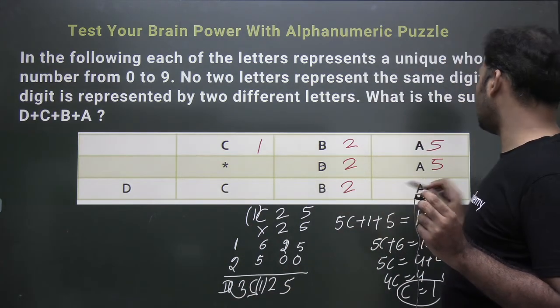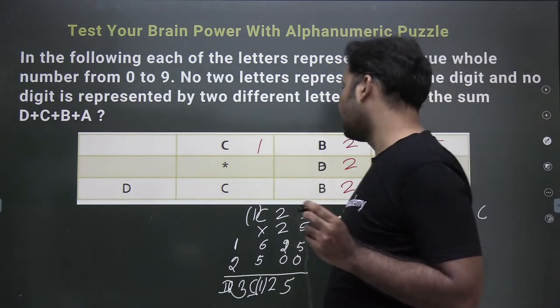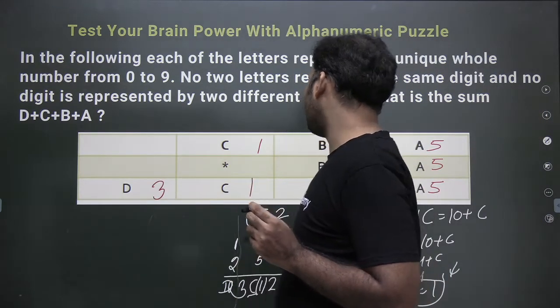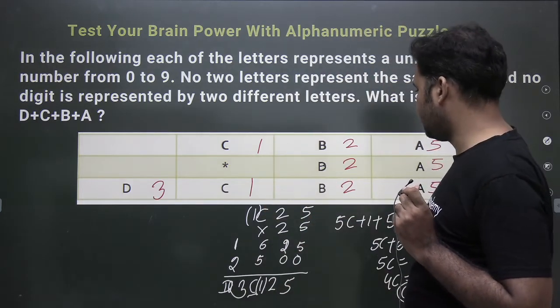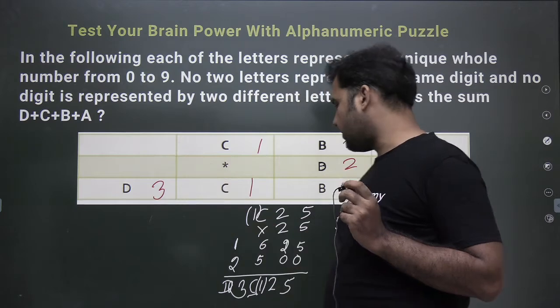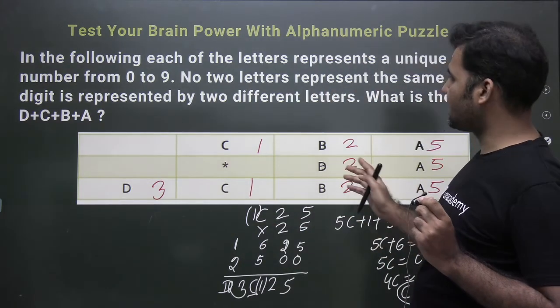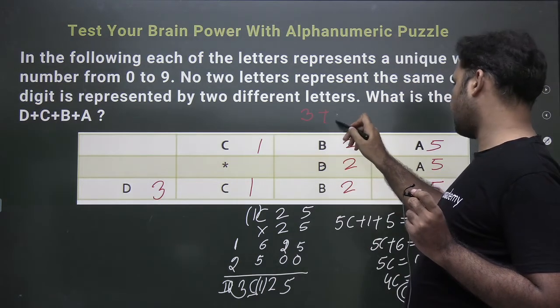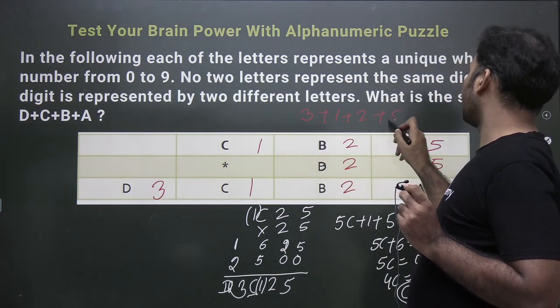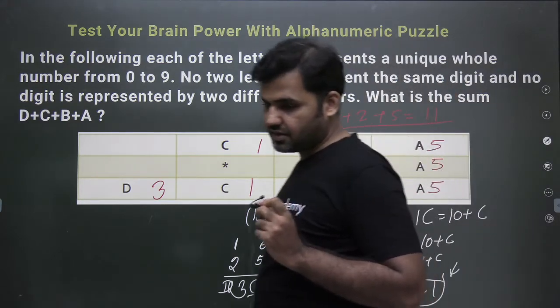So here C is 1, 125 into 25, the final answer will become 3125, right? These 2 digits should match. This is the main point that you need to think, and you need to send 1 carry forward also, right? So 125 into 25, 3125. So these are the numbers. So we are supposed to find out D plus C plus B plus A, 3 plus 1 plus 2 plus 5, 4 plus 2, 6, 6 plus 5, 11. That would be the correct answer of the question.